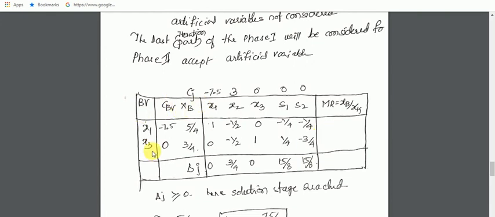After replacing only this part and this part, because we are considering the original objective function, we should solve once again for the delta Z value. Delta Z equals CBV into xj. Minus 7.5 into 1 is minus 7.5, plus 0, minus of minus 7.5 is equal to 0. Like that, we should solve for all. There is no negative element in the delta Z values, which means the solution stage has been reached in the second phase also, at the first iteration itself.